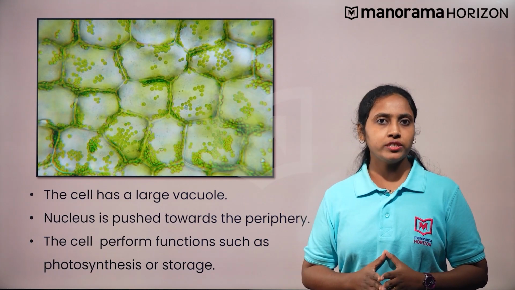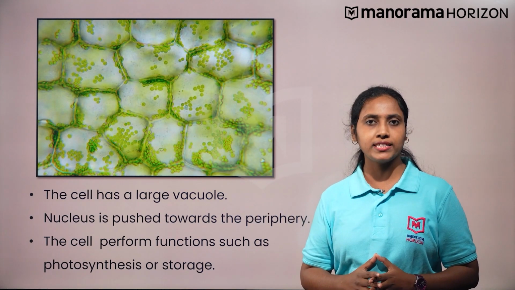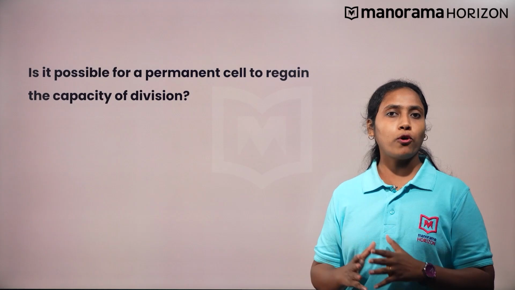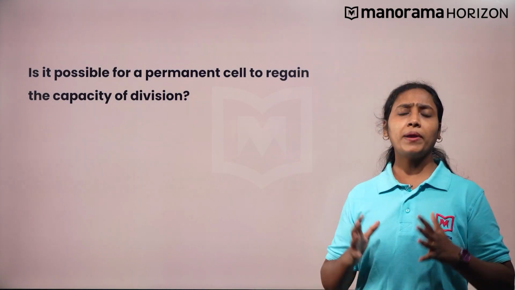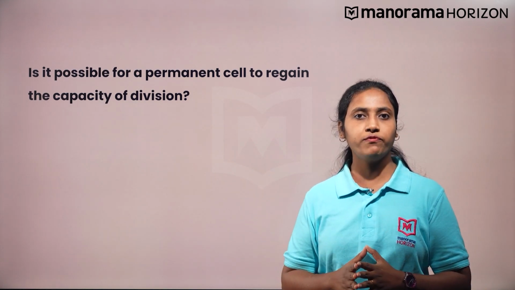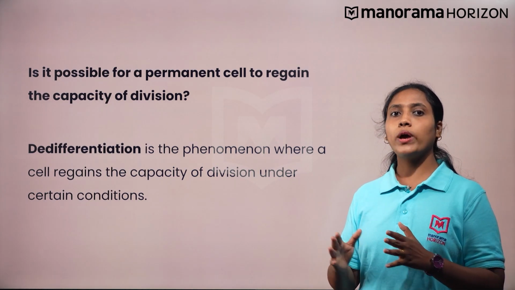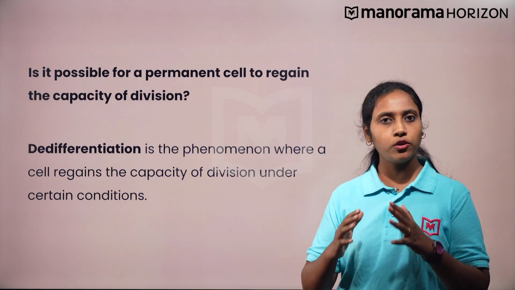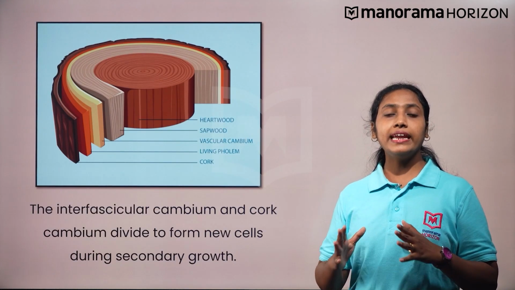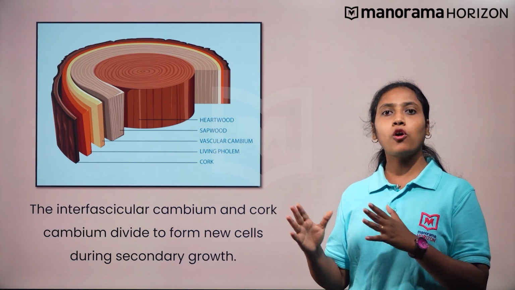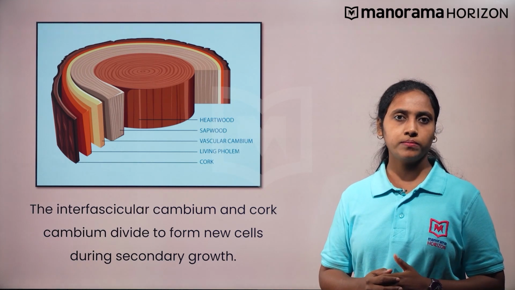We have just mentioned that when a cell becomes permanent, it loses its dividing capacity. But is it possible for a permanent cell to regain the capacity of division? Plants show a variety of interesting phenomena. Dedifferentiation is one such phenomenon where a cell regains the capacity of division under certain conditions. For example, the interfascicular cambium and cork cambium divide to form new cells during secondary growth.